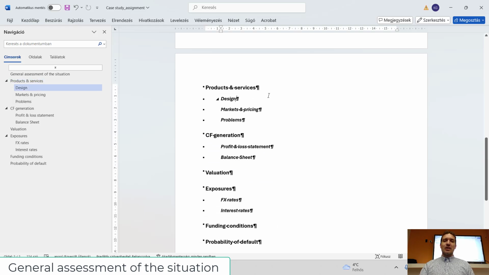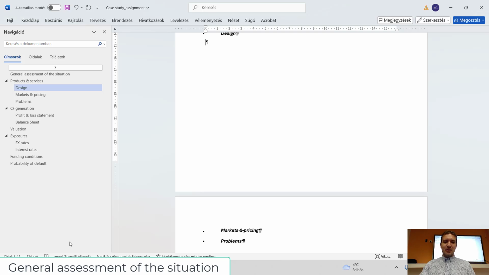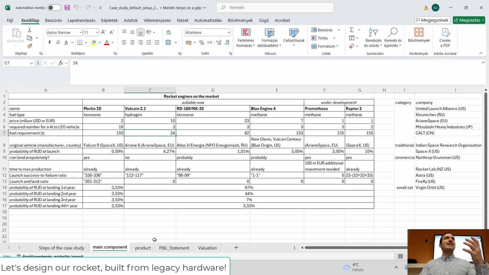So, product design. Let's see the old original, let's say legacy design, what we inherited from the existence of the company. So this should be the Vulcain 2.1. It's 2.1, so I will show you the equipment because it's way better to imagine.